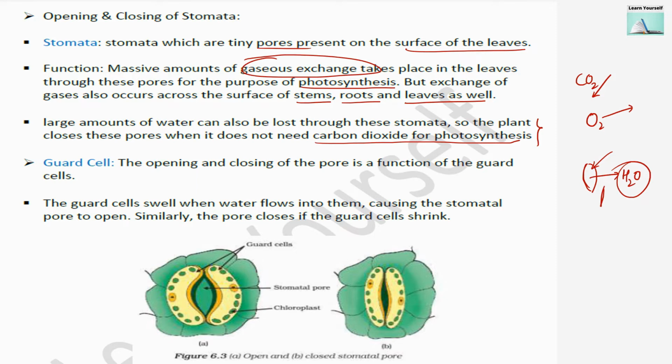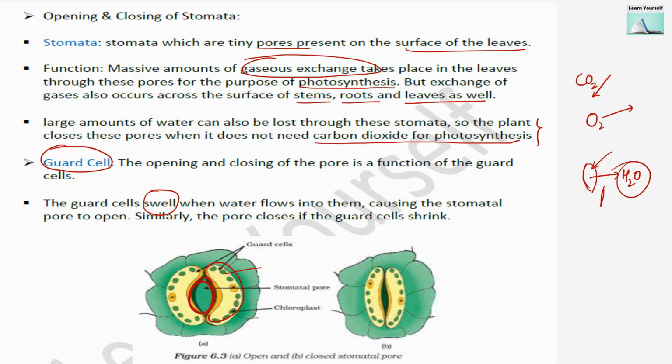Now who will do this? The guard cell will do this. Whenever it is required, it will open the pore, and whenever it is not required, it will close the pore. So the opening and closing of the pore is a function of the guard cell. The guard cell swells when water flows into it. Here you can see in the figure that these are the guard cells, and they swell. You can see here that the shape has changed because of the swelling of the guard cell, when the water flows into them, causing the stomatal pore to open. As you can see, this is a pore and it has opened because of the swelling of the guard cell.